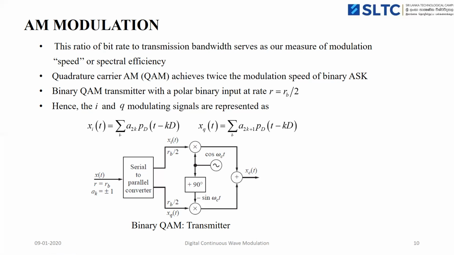where the in-phase and quadrature modulating signals are represented by x_I(t) and x_Q(t). You can see here the amplitude levels: for in-phase it is a_2k, and for quadrature it is a_2k+1. It is a general expression for the in-phase and quadrature components. If you put k equal to 0, it becomes a0 for in-phase and a1 for quadrature. If k equals 1, it gives a2, a3, and then a4, a5, a6, a7, and so on. Like that, the data will be split and given to the in-phase and quadrature channels.